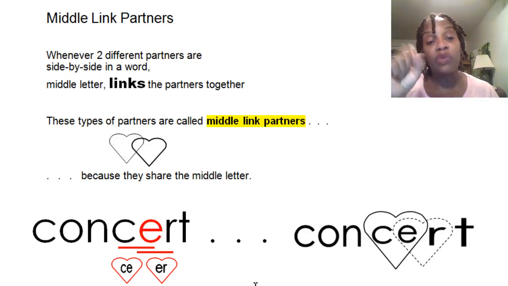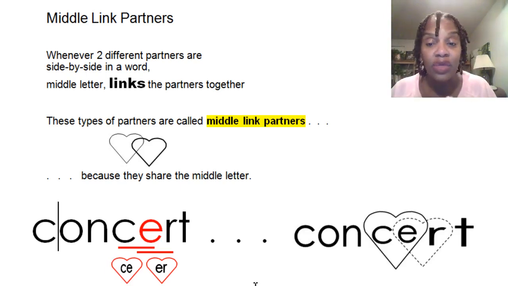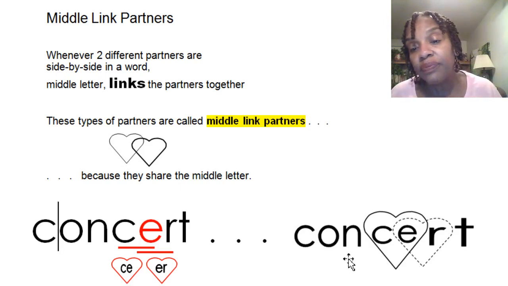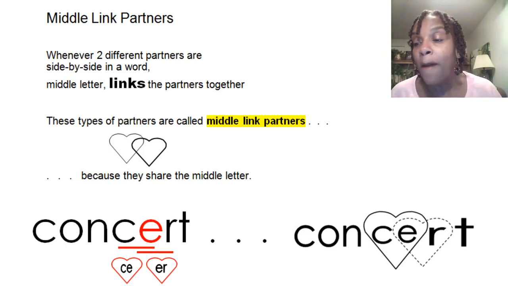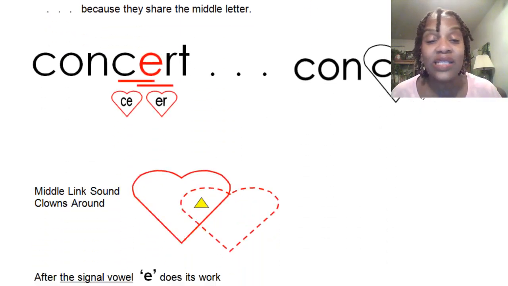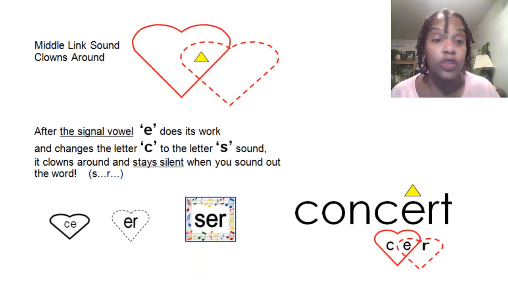So instead of this word being spelled C-O-N-C-E-R-T, they share that middle E. Okay, so look at it this way: C-O-N-C-E-E-R-T. So this is why they're called middle link partners, because they share that middle sound, right? But here's the catch: they don't necessarily make 2 different partner sounds. So check this out, all right?